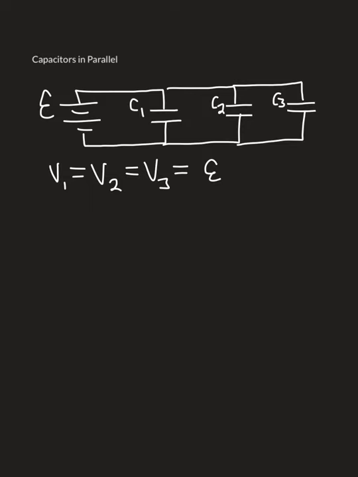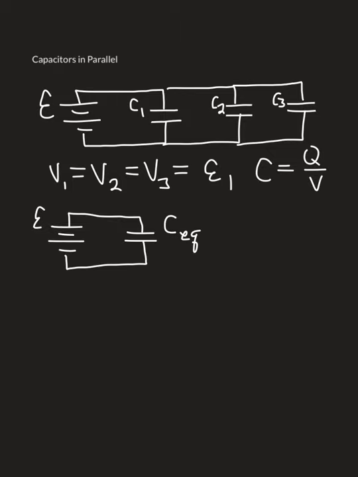The potential difference of a capacitor is related to its capacitance and the amount of charge on the capacitor. So the capacitance equals the amount of charge, Q, divided by the potential difference on the plate. So if we want to replace this network of capacitors with a single equivalent capacitor, we need to consider the amount of charge on this equivalent capacitor plate and the potential difference or voltage on this capacitor.